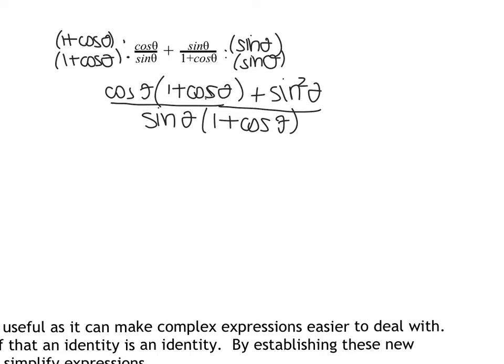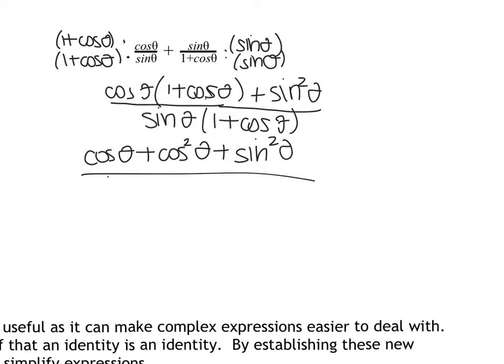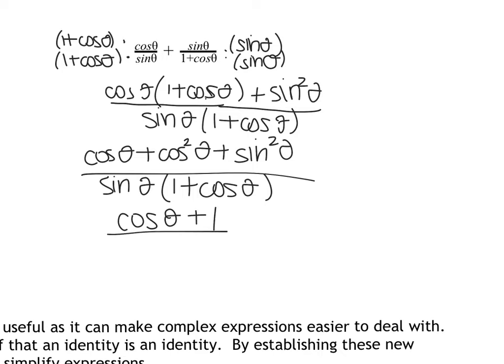We are going to distribute the cosine into the parentheses though, so we get cosine of theta plus cosine squared theta plus sine squared theta in our numerator, still over the sine of theta times 1 plus cosine of theta. Using our Pythagorean identity again, cosine squared theta plus sine squared theta is going to become 1. So we get cosine theta plus 1 over sine of theta times 1 plus cosine of theta.